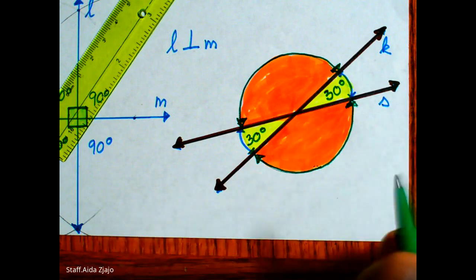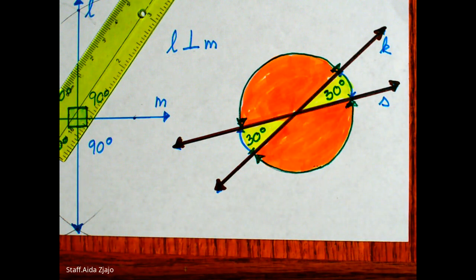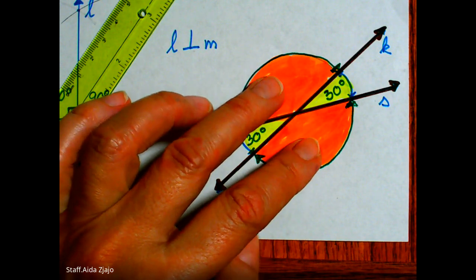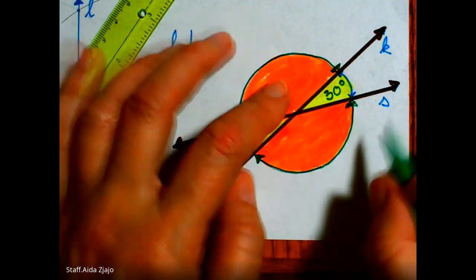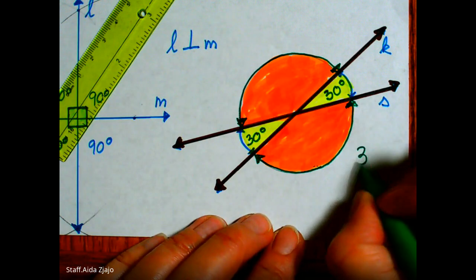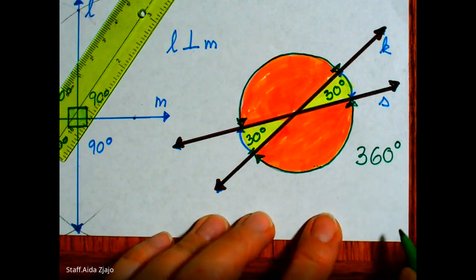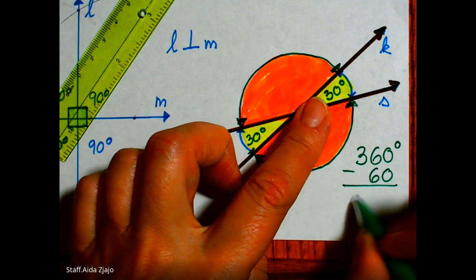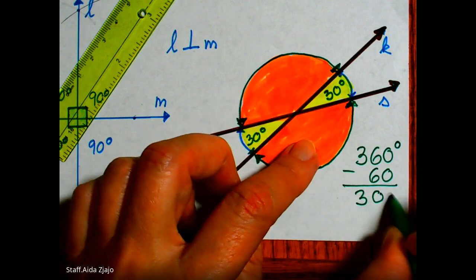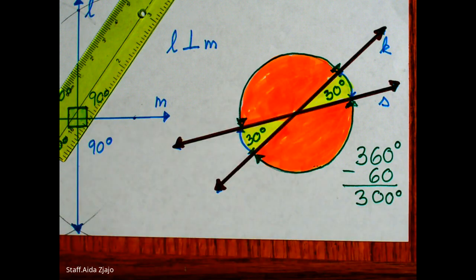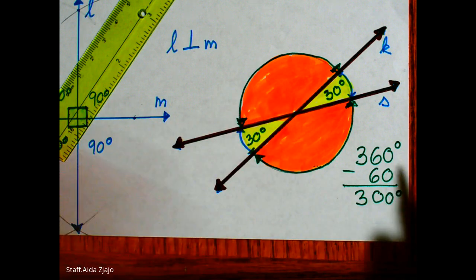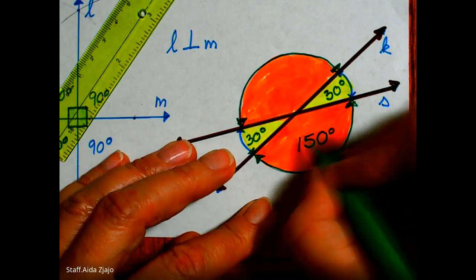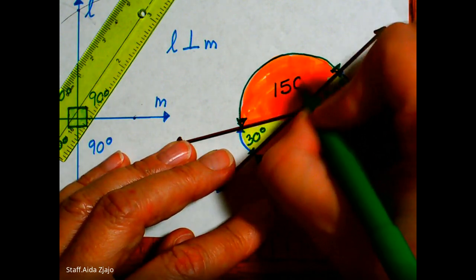So when we know these acute angles, we can easily figure out what those obtuse are, because the whole circle is 360 degrees. So if we subtract the 60, then we know that these two orange have to share 300 degrees. So 300 divided by 2 is 150 degrees. So we know then these are 150 degrees.